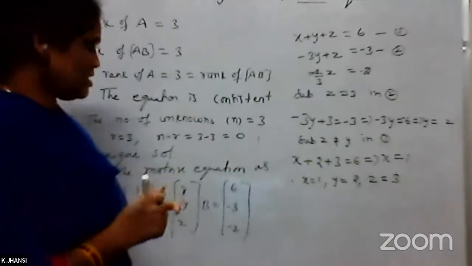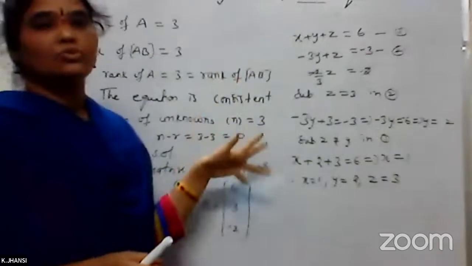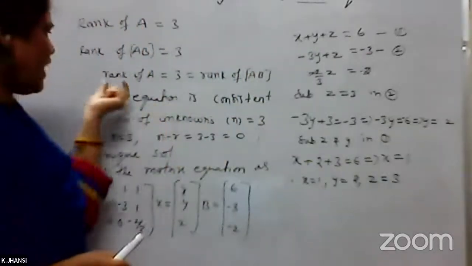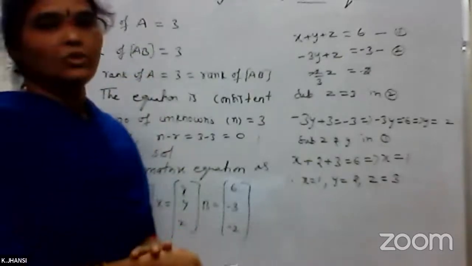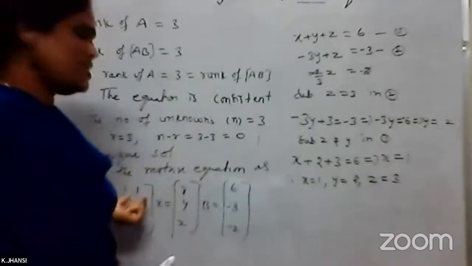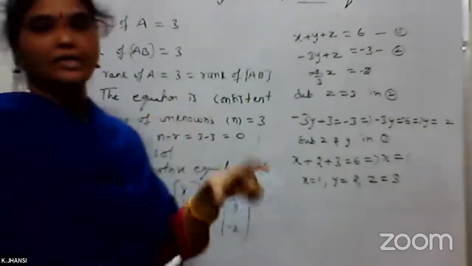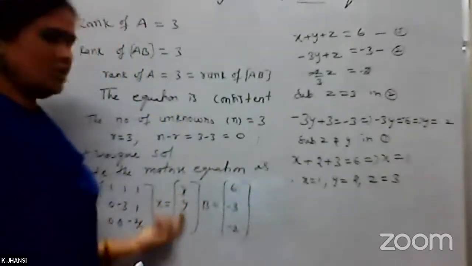So first thing is you have to reduce the augmented matrix AB to the echelon form and find the rank of the matrix. From reducing the augmented matrix, we can easily see the rank of the matrix A and also the rank of the matrix AB, that is the augmented matrix. In this case you will get both equal.